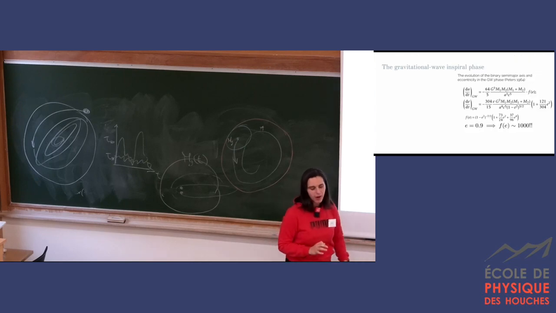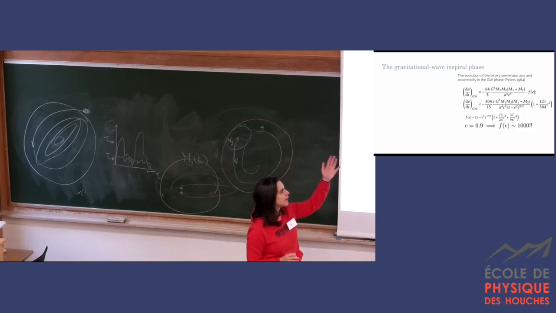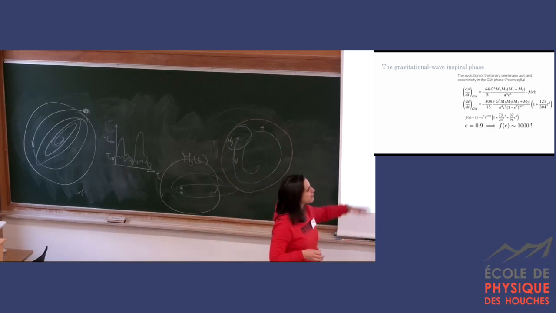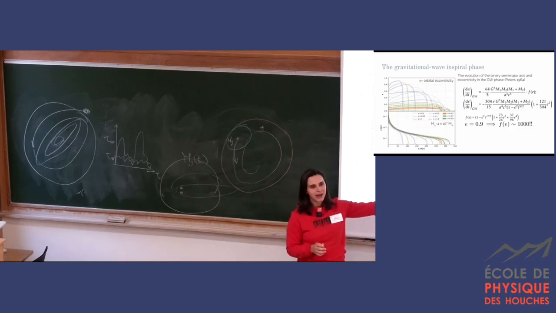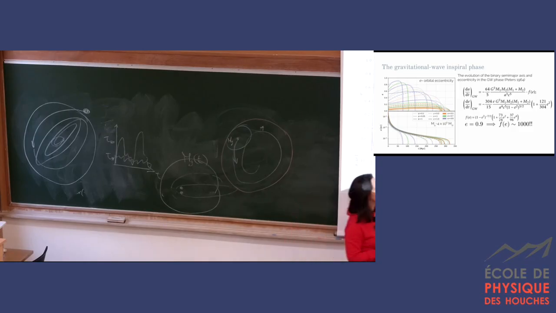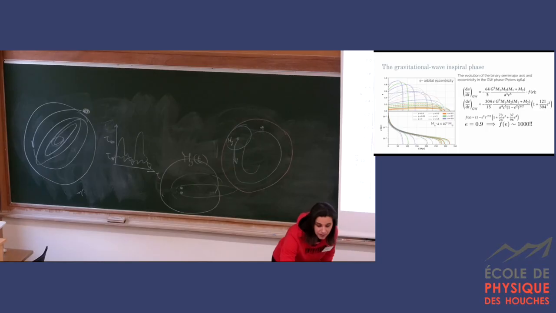Let's say. And then, I don't want to bother you with this. These are the Peters formulas. You know them by heart. I don't want to spend 2,000 years on this. Just to tell you that you know how to evolve the binary now through three-body stellar scatterings. You have the nice Peters formulas that tell you how the semi-major axis and eccentricity of the binary evolve due to gravitational wave emission. Bear in mind, if you have a very large eccentricity, you can shorten the inspiral time by a huge factor.